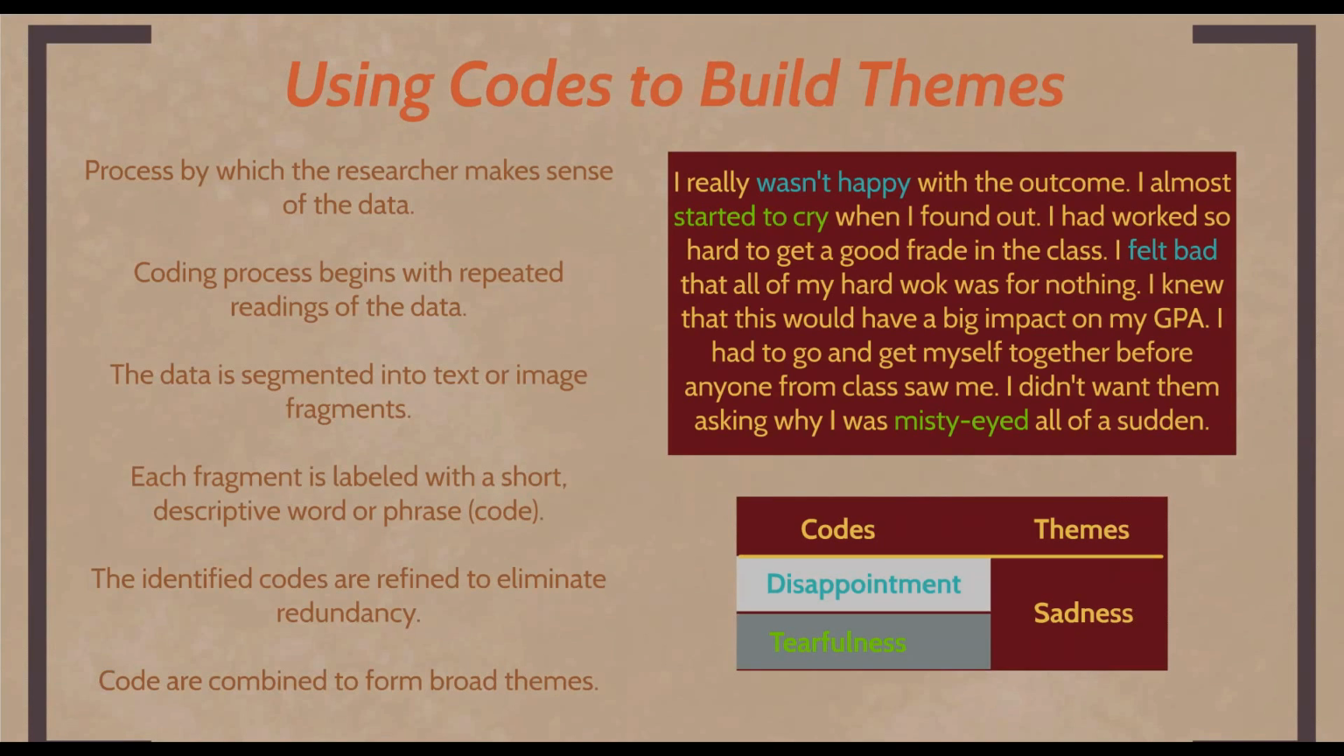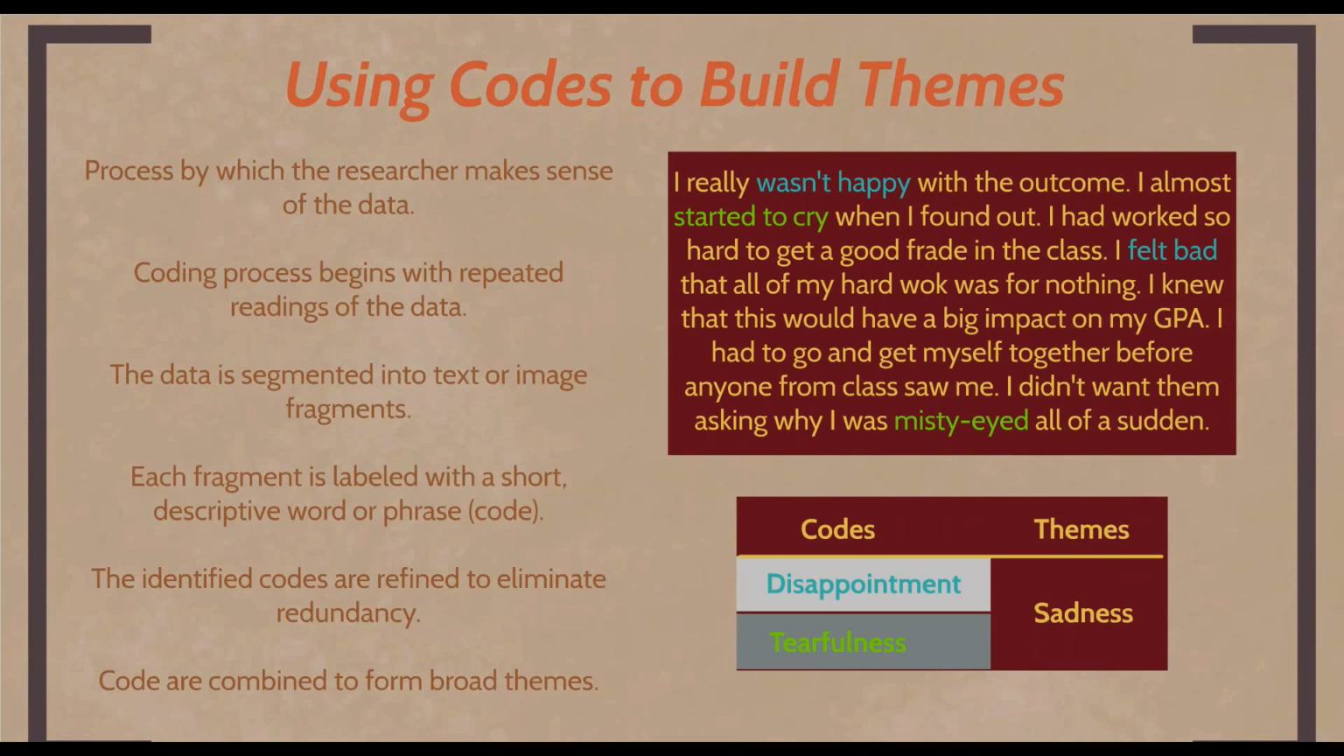Now there are other things in this excerpt that I haven't coded for you, but I'm going, I had worked so hard. My hard work was for nothing. Okay? So they're telling you right there, there's a possible theme coming out of there about the effort made, or it could be hard work. The other thing you can look at is there's a whole sentence there that describes the consequence of this. So I knew that this would have a big impact on my GPA. I had to get myself together. Those are the impacts. I didn't want people to see me. I didn't want them asking, trying to hide.